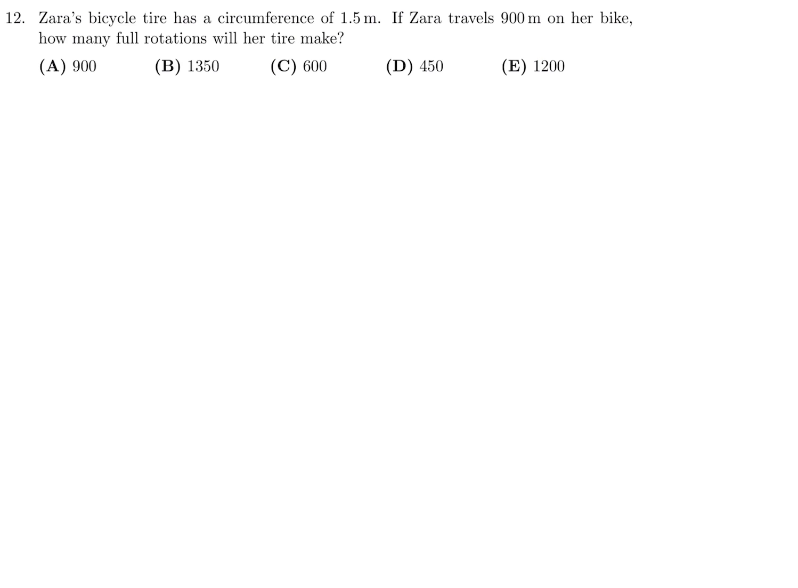Zara's bicycle tire has a circumference of 1.5 meters. If Zara travels 900 meters on her bike, how many full rotations will her tire make? Circumference is equal to 1.5 meters. So you travel 900 meters, and each time you have to cover 1.5 meters when you do a rotation. So 900 divided by 1.5 is the number of rotations, and when you do that math, you get 600. So number 12, the answer is C.